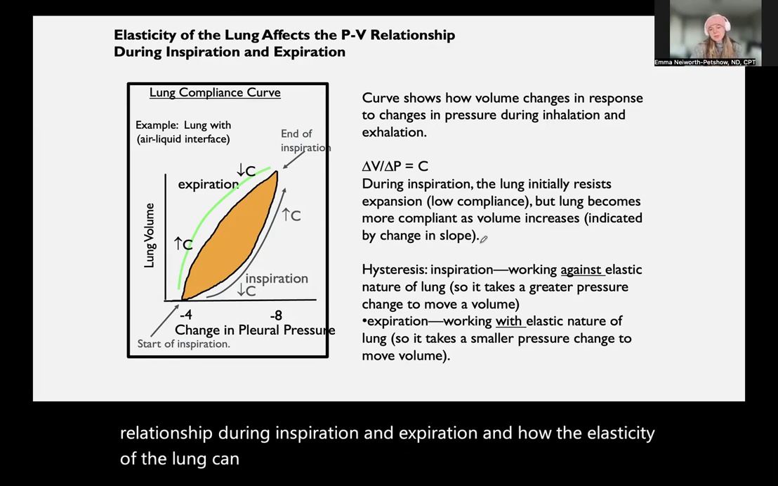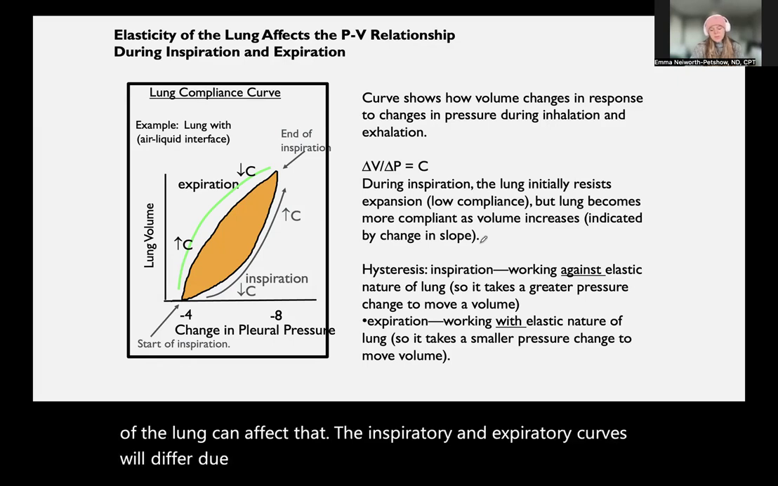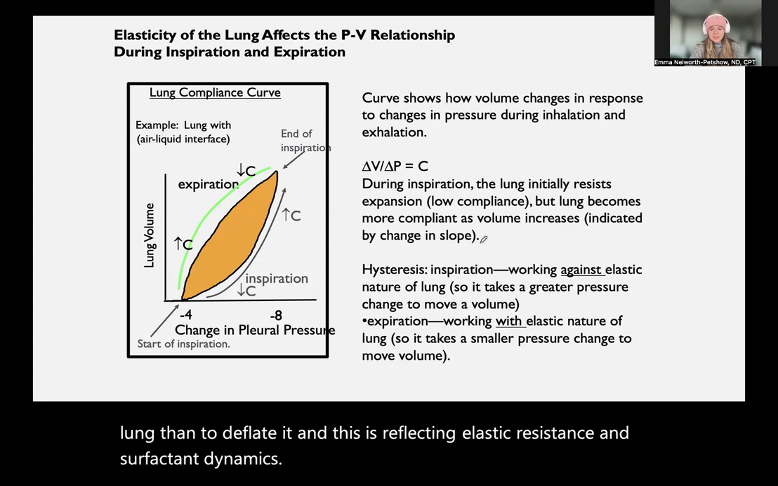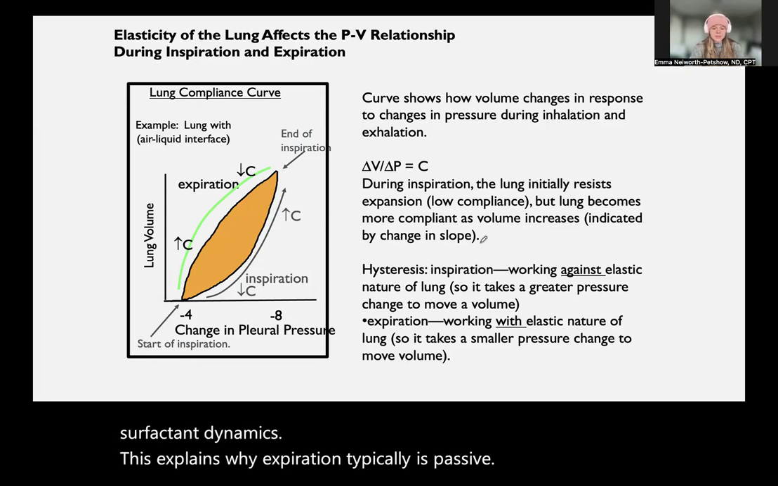The inspiratory and expiratory curves will differ due to hysteresis. More pressure is required to inflate the lung than to deflate it. And this is reflecting elastic resistance and surfactant dynamics. This explains why expiration typically is passive. It's normally a passive process.